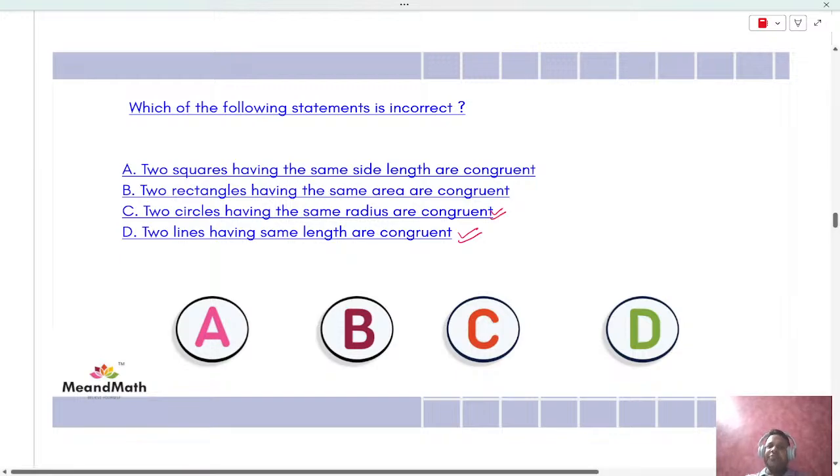Again, in Euclid's postulates, you studied that any circle can be drawn with any radius and any center, and with the same radius, the circles are congruent. Two squares, option A, two squares having the same side. Again, they are congruent because all sides are equal. So option A is also correct. Now come to option B.